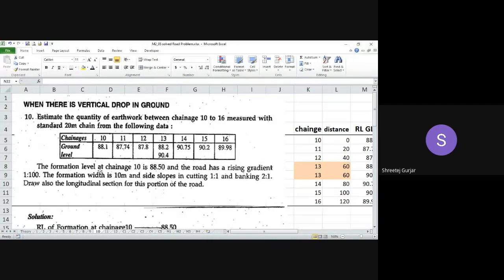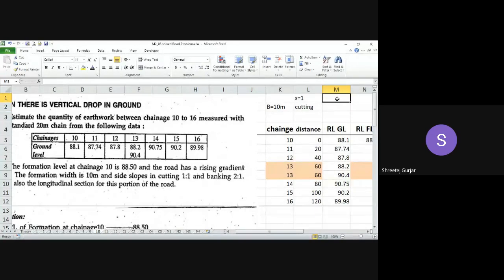So what about the formation level? Formation level at chainage 10 is 88.5. At chainage number 10, they have given the formation level as 88.5. And the road has a rising gradient of 1 in 100. No problem. The formation width at the top is 10 meters. So capital B is equal to 10 meters. And the side slope for cutting is S equal to 1, and for banking S is equal to 2. So this data has been given to us.